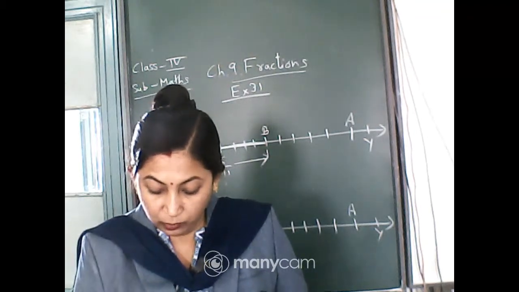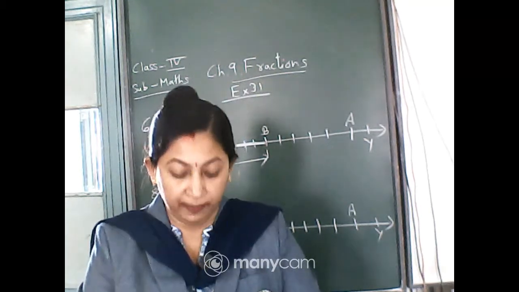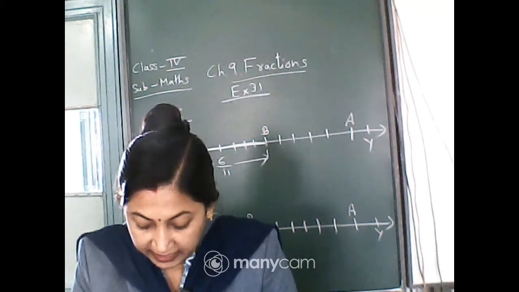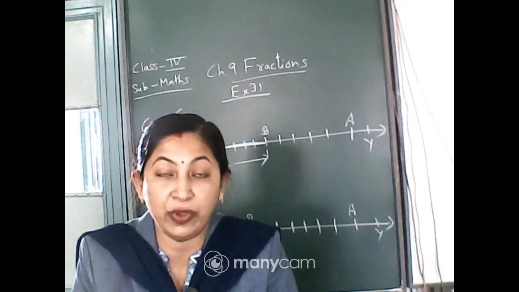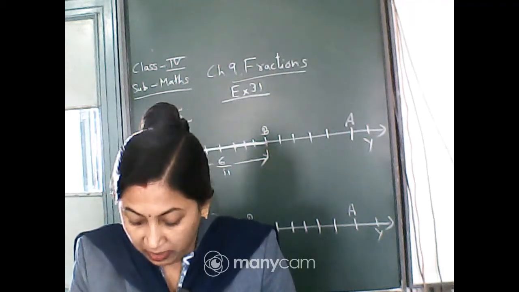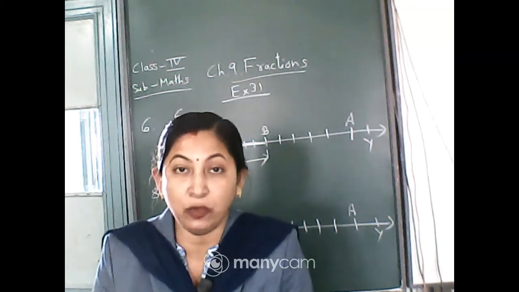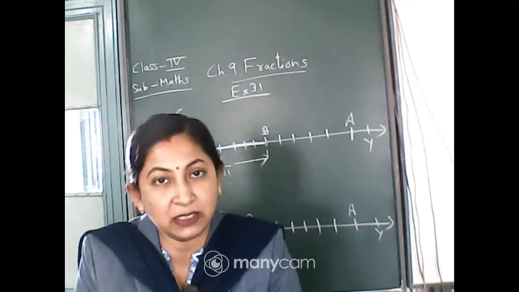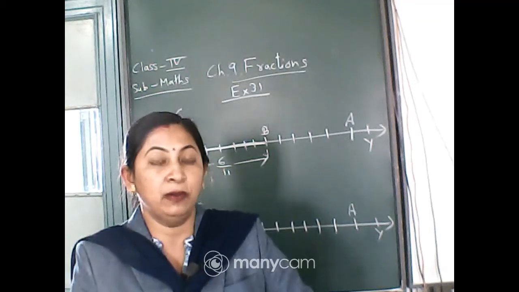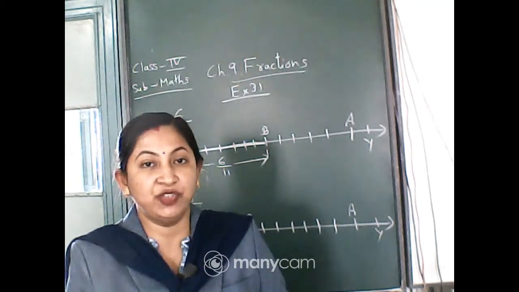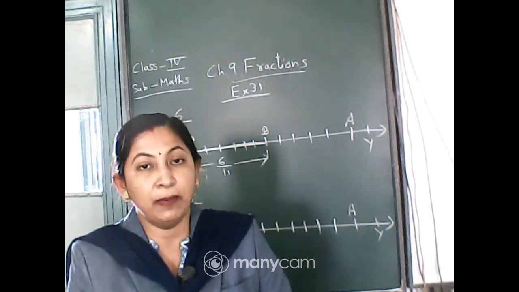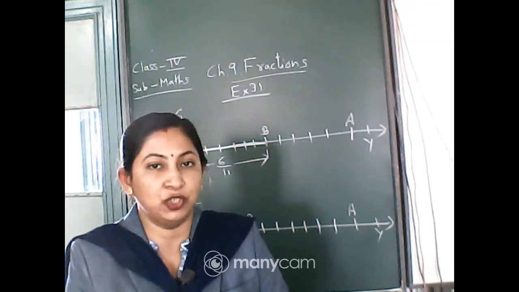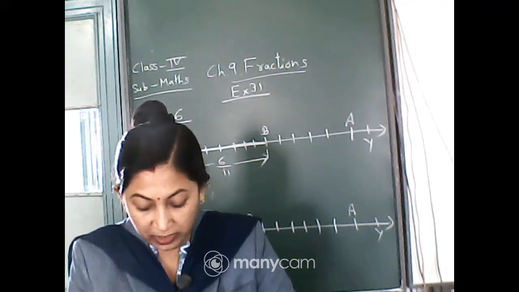Okay. Now come to the next question, number 9. In each of the number lines given below, OA is a line segment of length 1 unit. Write the fractions represented by OB. In questions 1 to 8 the fractions were given and you had to draw the number line, and from question 9 to 15 the number line is given, you have to write the fractions that it is representing.